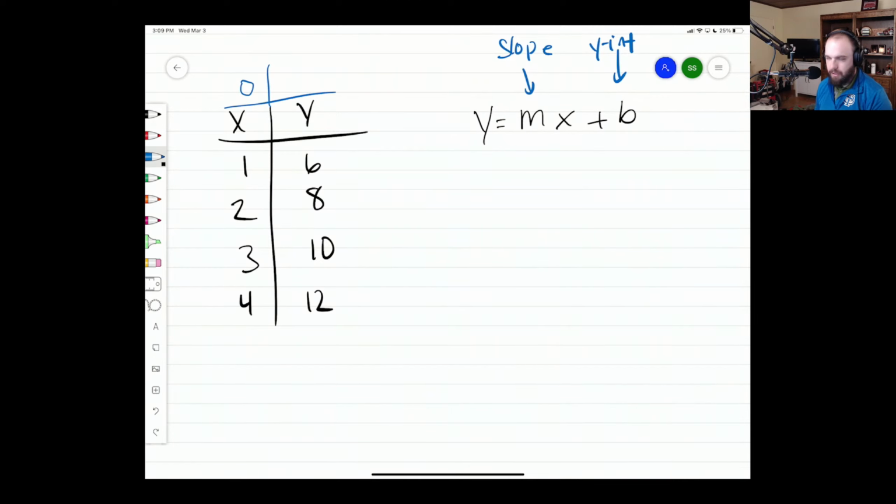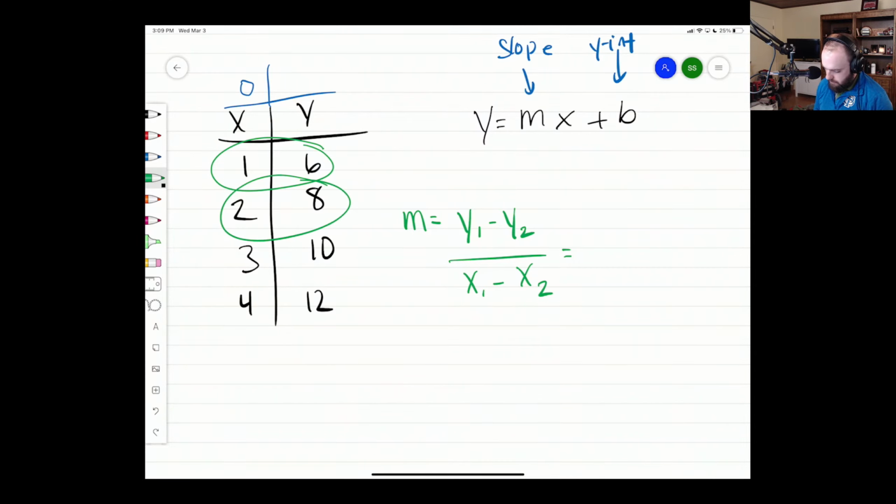So we're gonna have to find that after we look for our slope. So I'm gonna look for the slope first. And the way we find our slope is we're gonna use this formula, right? We have y1 minus y2 over x1 minus x2. Right, and I just need to pick 2 points. It doesn't matter which 2, so I'm going to use 1, 6 and 2, 8.